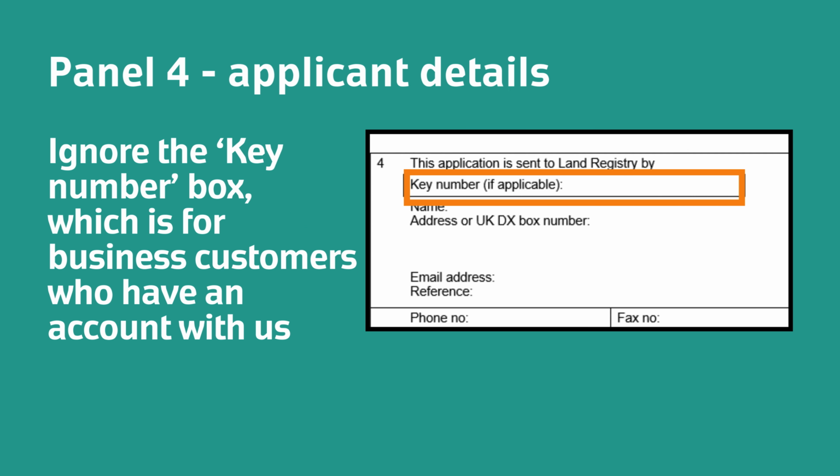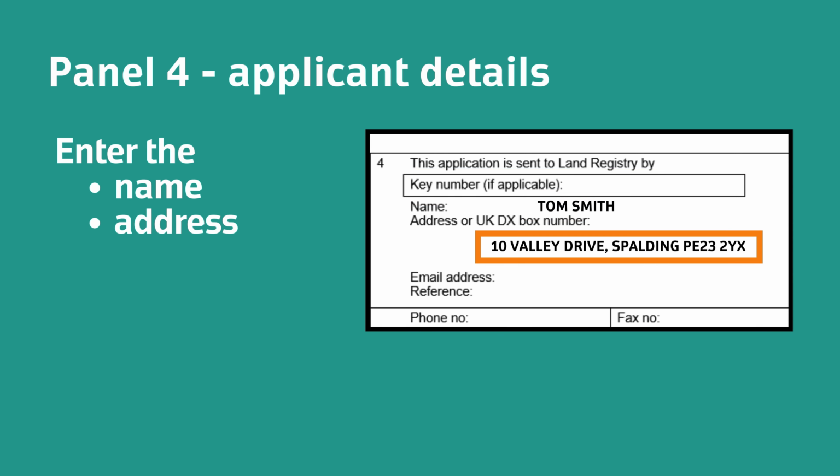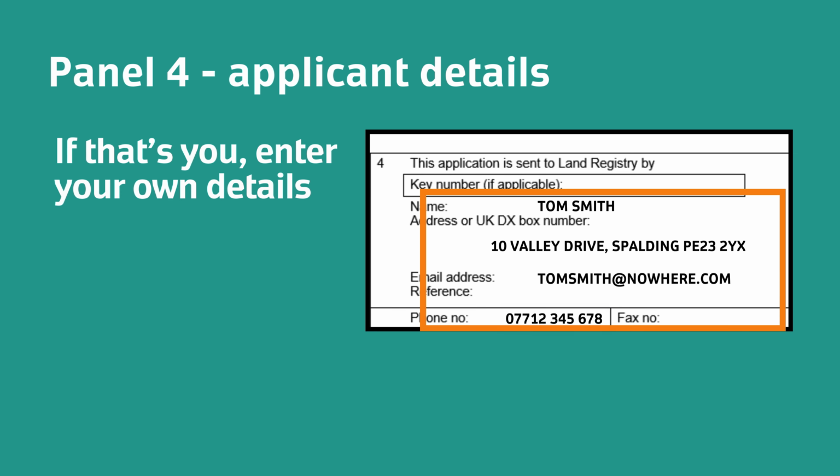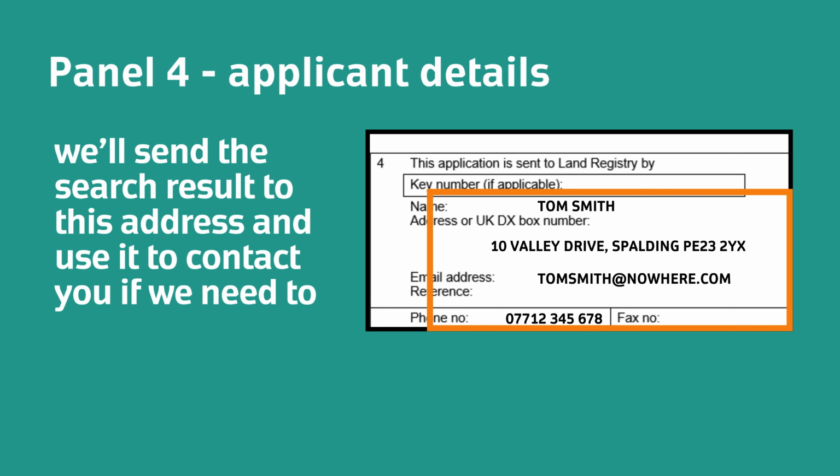Panel 4. You must always complete this panel with the name and postal address of the applicant. Ignore the box Key Number, which is for business customers who have an account with us. Fill in the name, address, and phone number of the person sending the application. If that is you, put your own details. We'll send the search result to this address and we'll use it if we need to contact you.